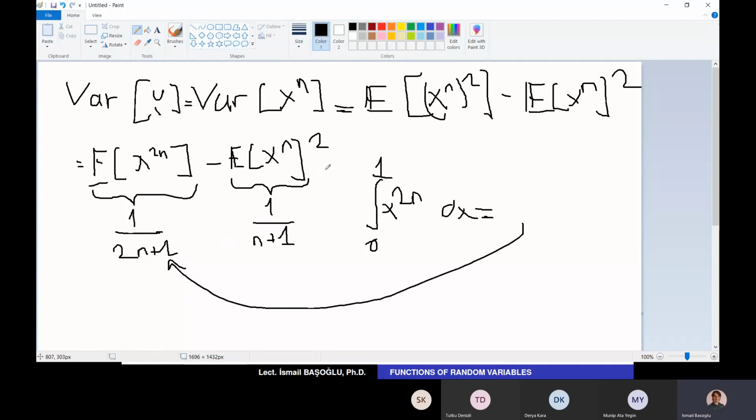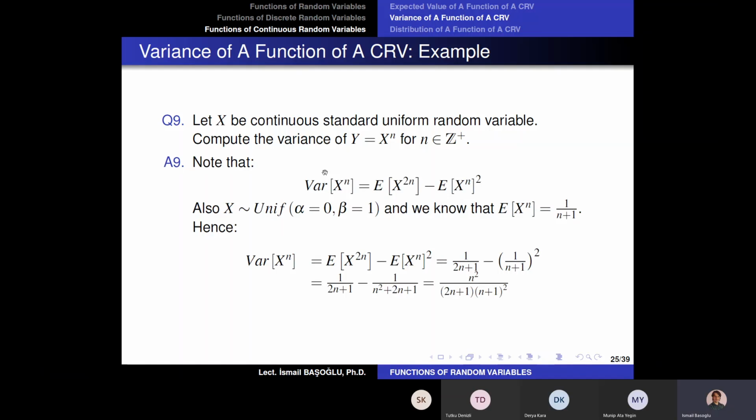Okay? And the result, my friends, in that case, so we know that the expected value of x to the power 2n is 1 over 2n plus 1, and the expected value of x to the power n is 1 over n plus 1, and we square it. After squaring it, you are going to have some complicated algebra here, and in the end of the algebra, unfortunately, you are not going to get a very friendly closed form formula. It is not going to be very friendly, but it is going to read as n squared over (2n plus 1) times (n plus 1) to the power 2. Okay, so we have computed the variance of a function of a random variable in an easy manner.